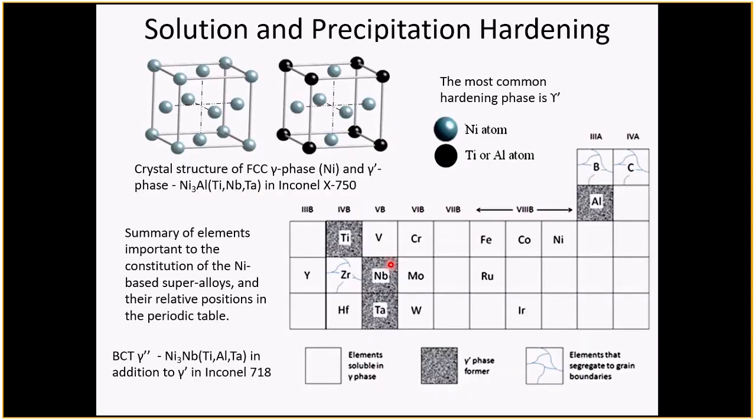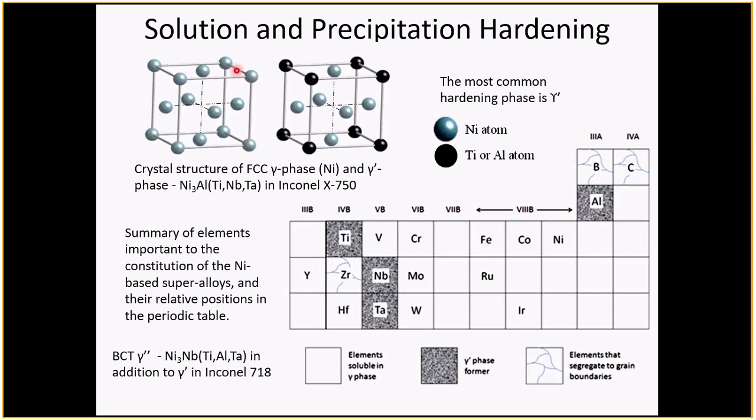Okay, so you heard me talking about the precipitation hardening effect of nickel alloys. And this is what it's all about. And the most well-known and the most commonly utilized precipitate in nickel alloys that are precipitation hardenable is the gamma prime. Now the gamma prime precipitate is illustrated here.